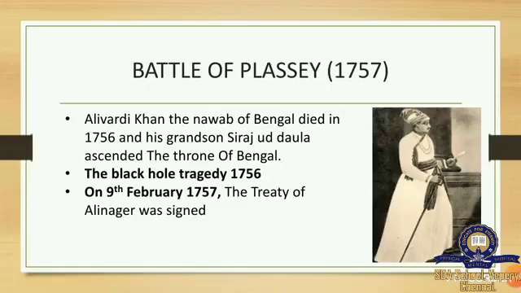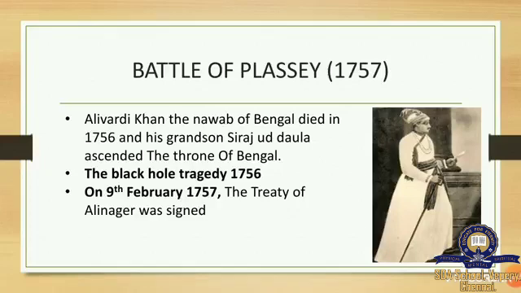In the year 1756, after the death of Alivardi Khan, the Nawab of Bengal, his grandson Sirajudullah became the new Nawab of Bengal. The British, in order to take advantage of the new Nawab's weakness, tried to seize his power. So Sirajudullah decided to teach them a lesson by attacking their political settlement of Calcutta.